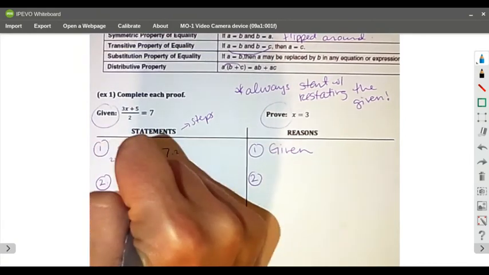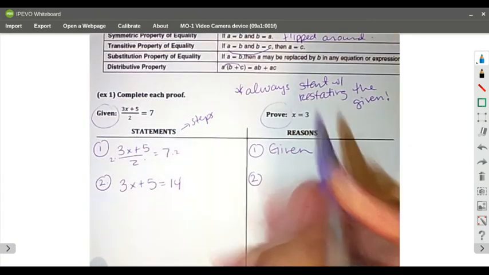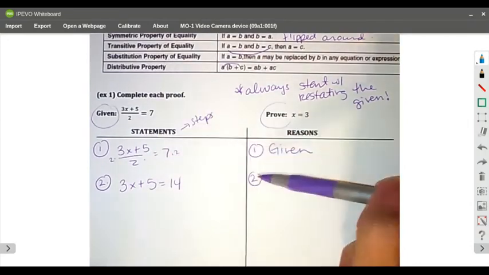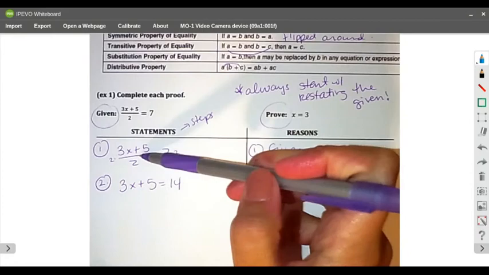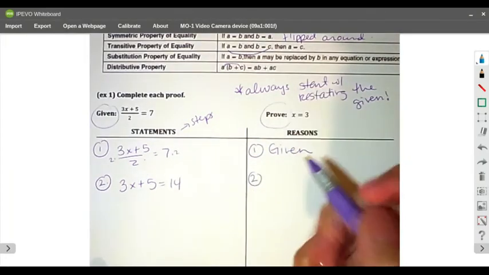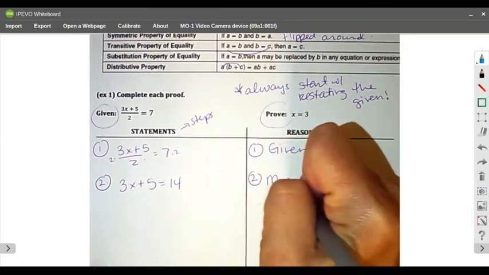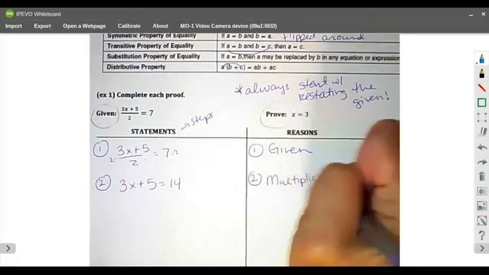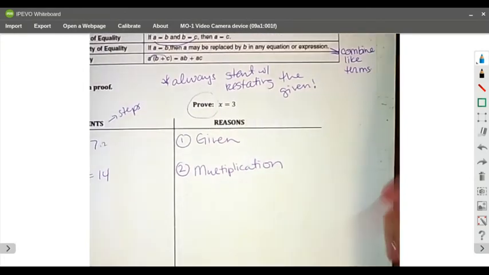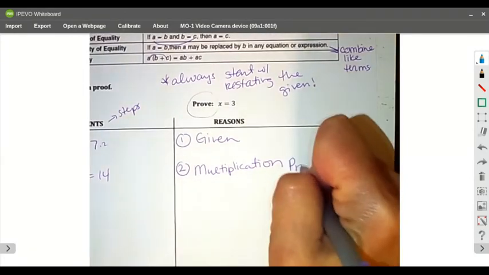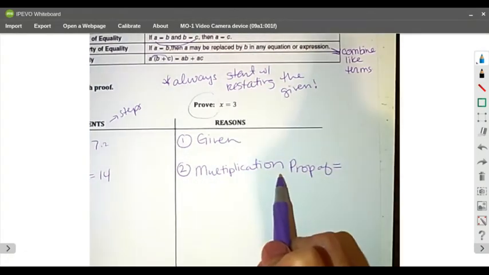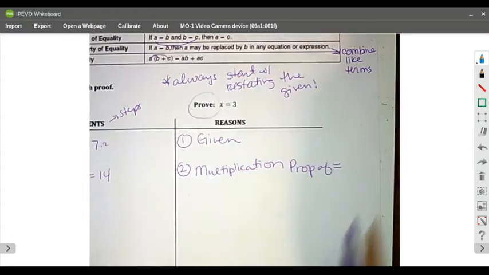So it would be 3x plus 5 equals 14. You really don't even have to show the 2 like that. And so for the reason, you're asking yourself, from this step to this step, what did I do? I multiply both sides by 2, right? So that's the multiplication property of equality. And you have to write out the words. I do sometimes abbreviate property of equality, but you do need to write out the full first part of it.